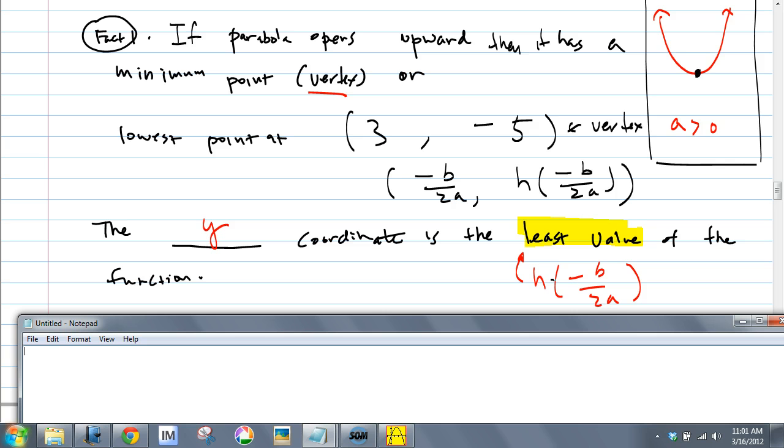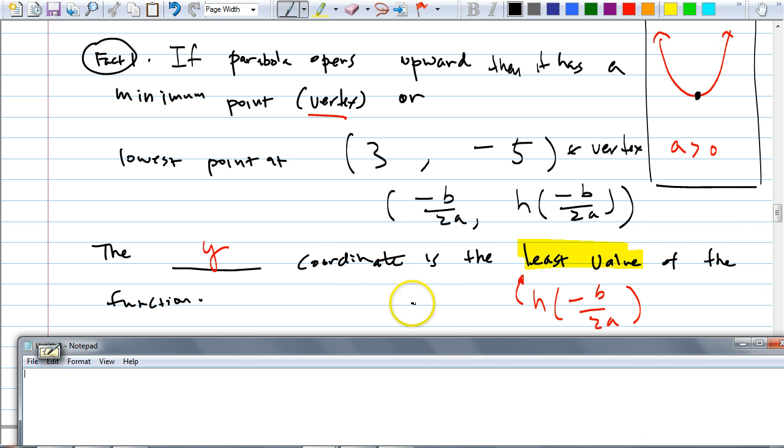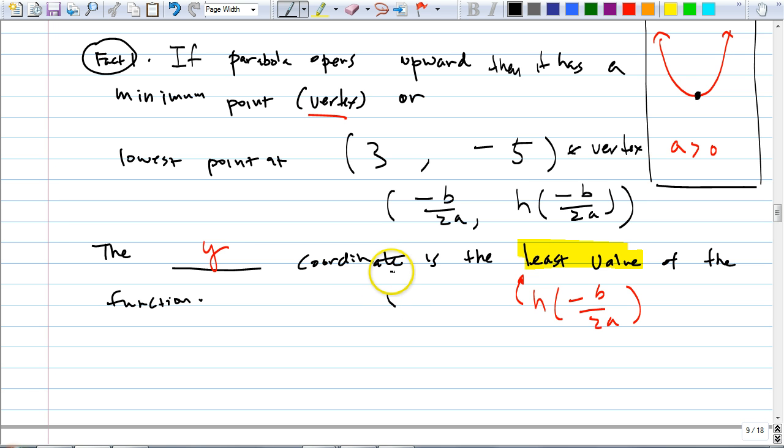Good. What do you think fact 2 is going to be? It's the other way around. This time a was positive, now a is negative. You guys need more time to write? Okay, let me leave it. So fact 2 is nothing more than, if the parabola opens, anybody? Downward, I'm going to change that. And then does it have a minimum point or maximum point? Maximum point. Is that still the vertex then? Yeah, of course. It's the same point, the vertex, right? And then is the y coordinate the least value or the greatest value? Greatest. So here it is, exactly right.